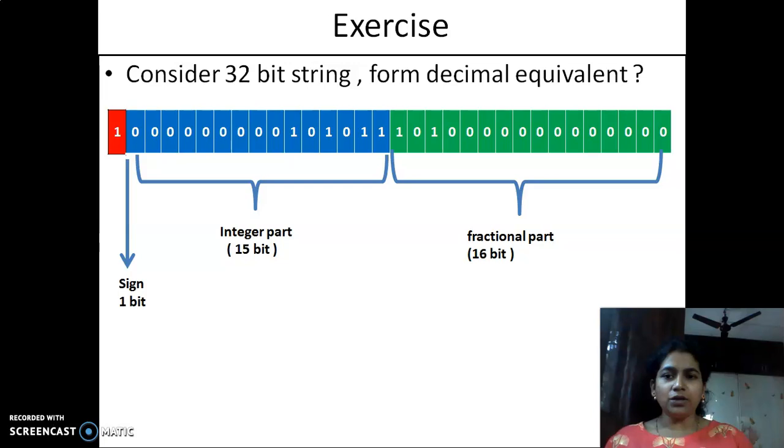Now I would like all of you to consider this particular string, and based on that convert it into its decimal equivalent. Here I have pre-decided that the integer part would be 15 bits and the fractional part would be 16 bits. And the sign bit, as usual, will be 1 bit.